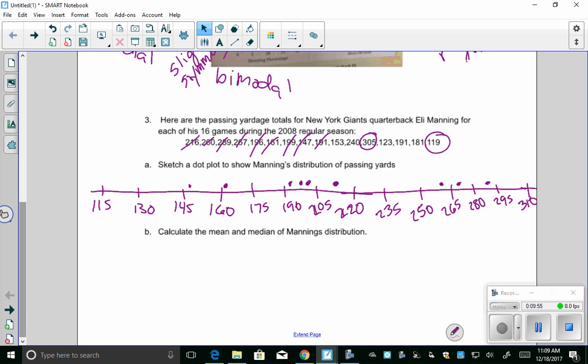153. 240. 305. I'm going to move when I get done. 123. 191. 181. And 119. So there's my dot plot.